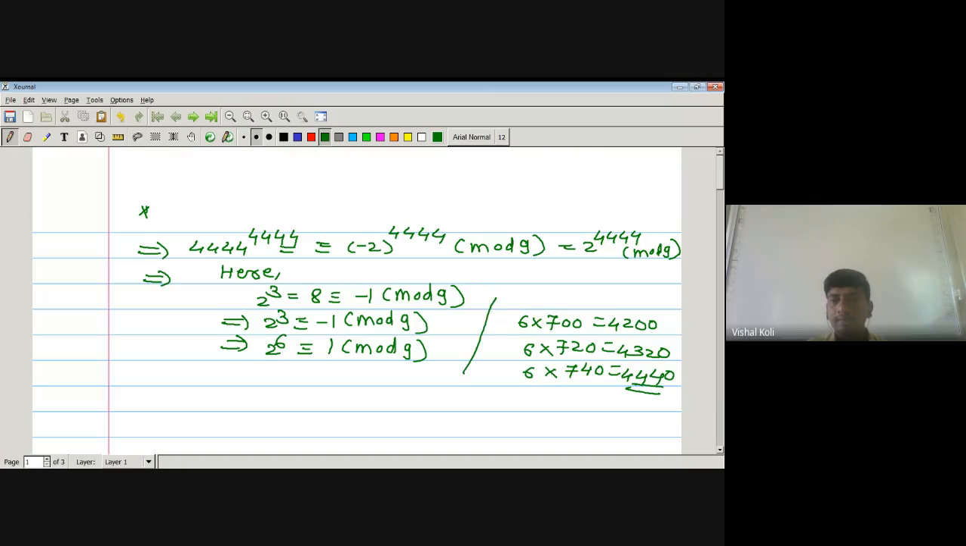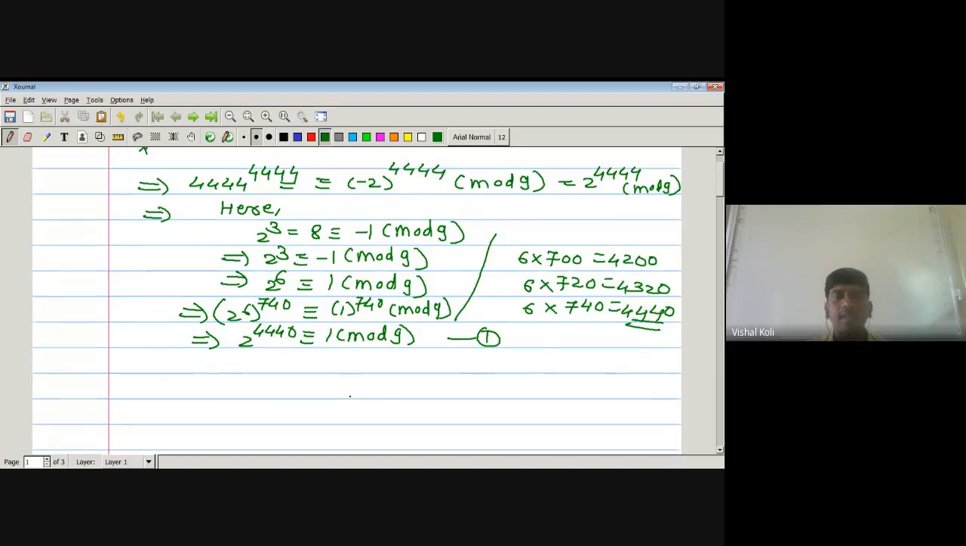Then we get 2 to the power 6 raised to 740 is congruent to 1 to the power 740 modulo 9. Now 2 to the power 6 times 740 is nothing but 2 to the power 4440, which is congruent to 1 to the power 740, that is 1, modulo 9. So here we get the first equation, in which 2 to the power 4440 is congruent to 1 modulo 9.